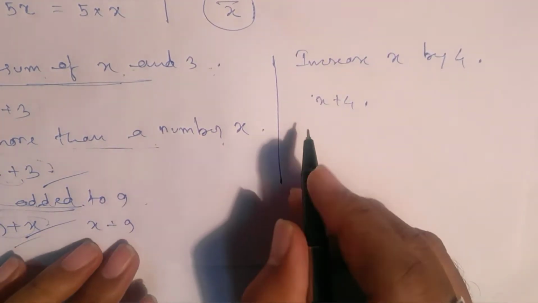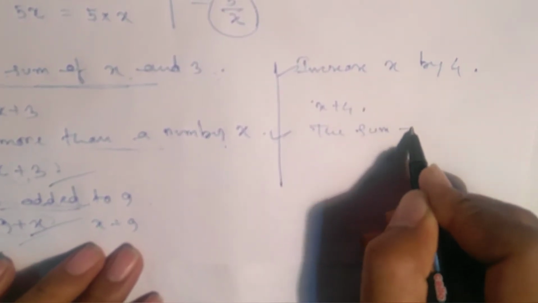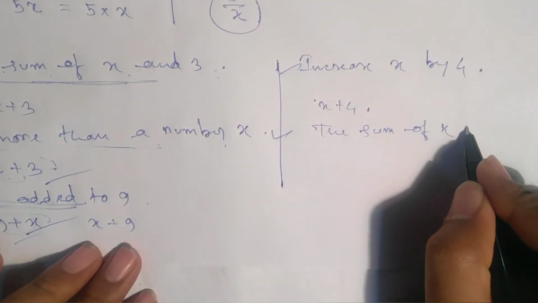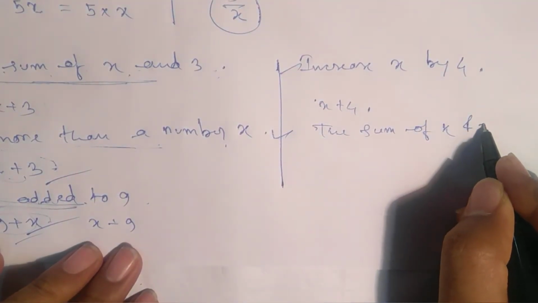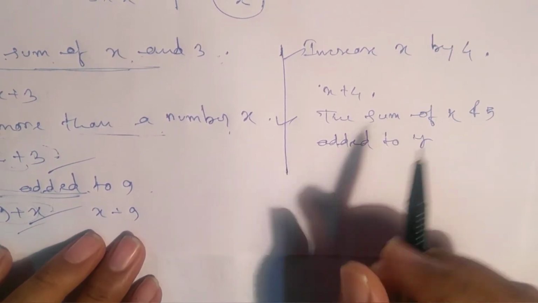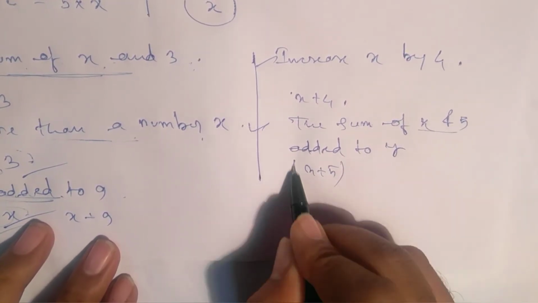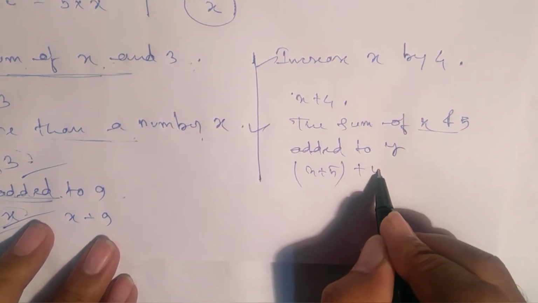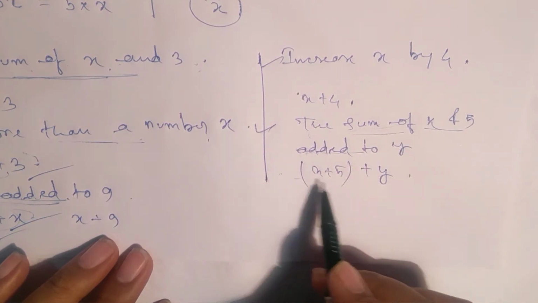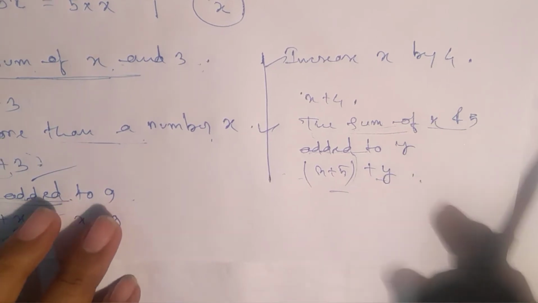Now take one more example. The sum of x and y added to 5. First is what? Sum of x and y. So you take x plus y in brackets and you are adding what? Y. So we'll represent the statement as x plus y in brackets, plus y.